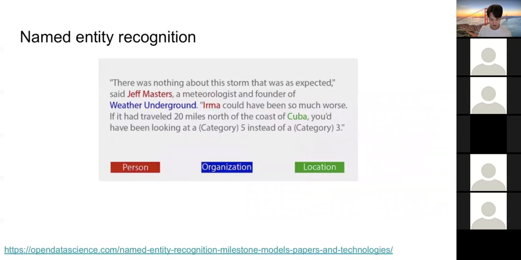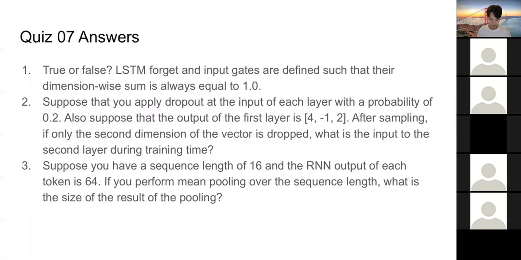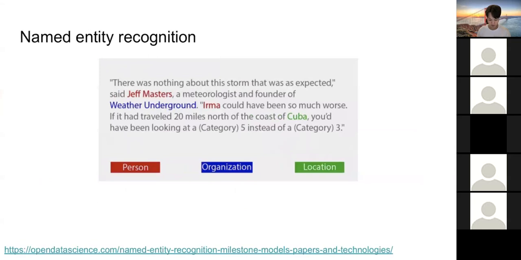There's also a task called named entity recognition that tries to find named entities: names, places, countries, organizations, locations, etc. And how we approach this problem is that we try to define where each entity begins and ends, which we'll start our lecture with today.